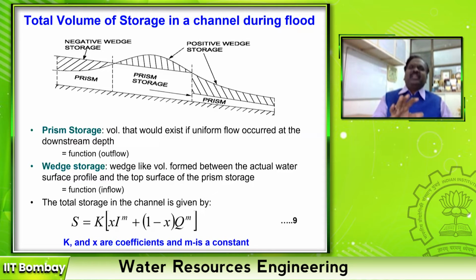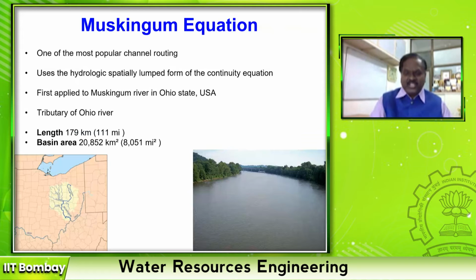I am just simply estimating the volume from the inflow and outflow, and this is highly non-linear, right? Because I to the power of m. K and x are called coefficients and m is a constant. Then what happened? People started using this hydrologic channel routing general equation for a particular stretch. It was first tested with a river called Muskingum River, and that has become the Muskingum equation of channel routing.